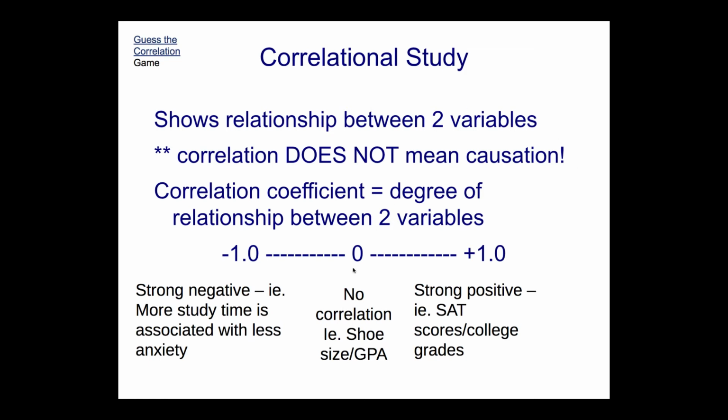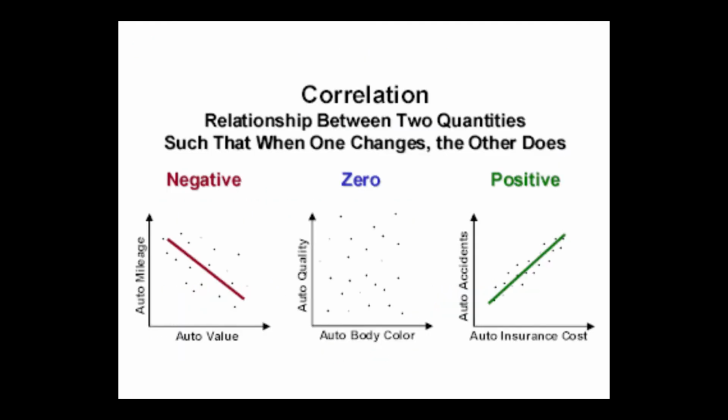R equals 0 or close to 0 means that no correlation exists. In other words, your shoe size does not predict your GPA. There's no relationship between shoe size and GPA. So we numerically represent correlation using R, -1 to 1. But then we also would graph correlation using a scatter plot.